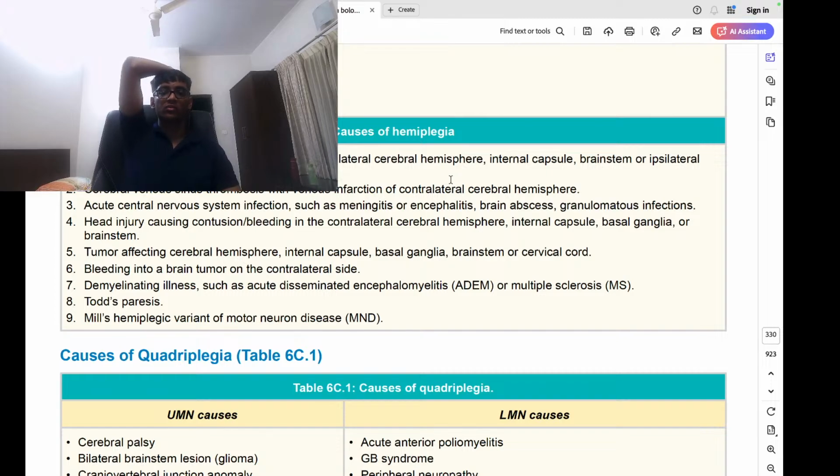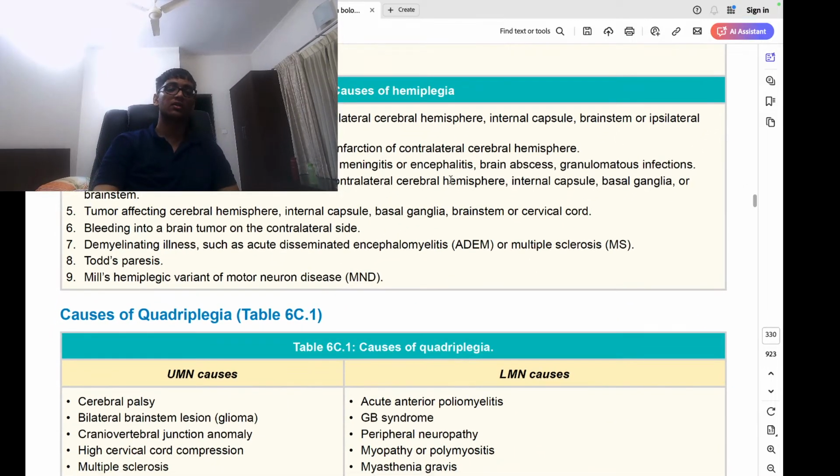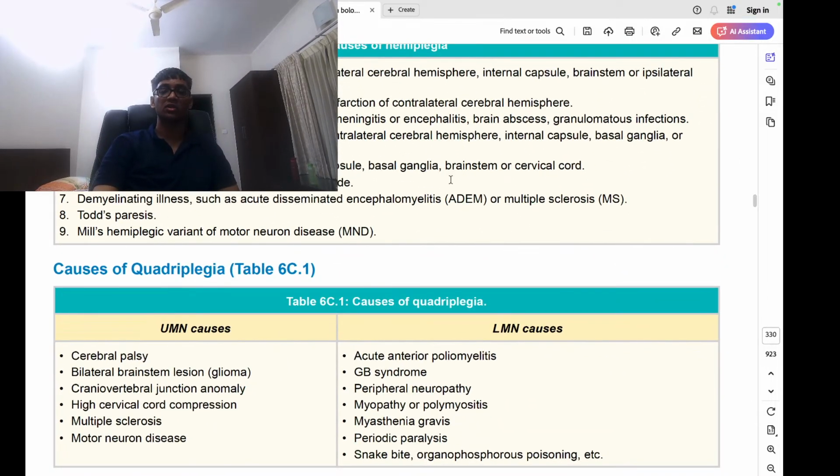Tumor affecting the cerebral hemisphere, internal capsule, basal ganglia, brainstem or cervical cord, leading into a brain tumor on the contralateral side. Demyelinating illness such as acute disseminated encephalomyelitis ADEM or multiple sclerosis MS. You have Todd's paresis and Mills hemiplegic variant of motor neuron disease MND.